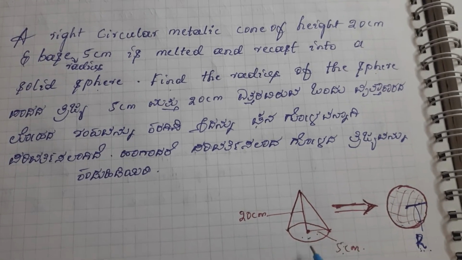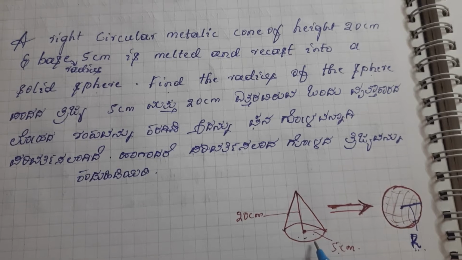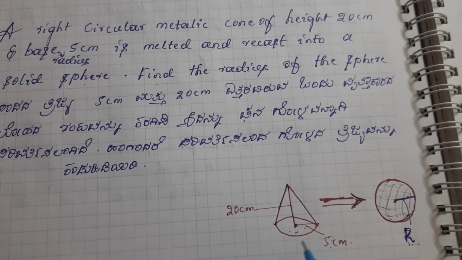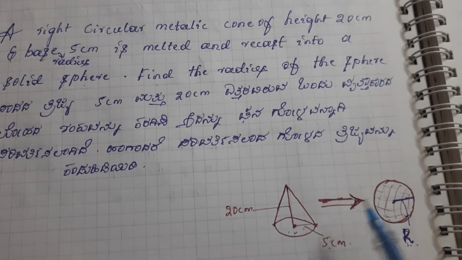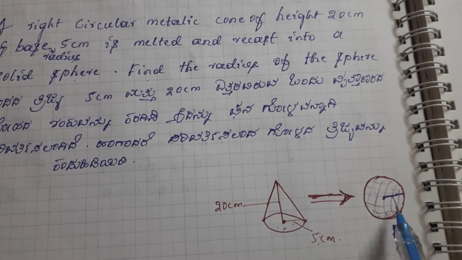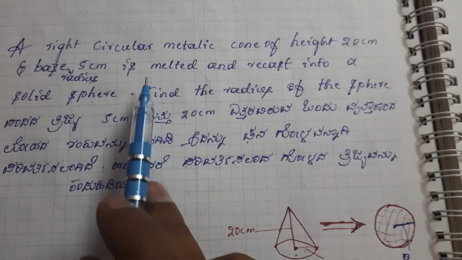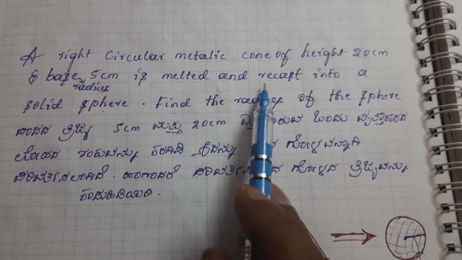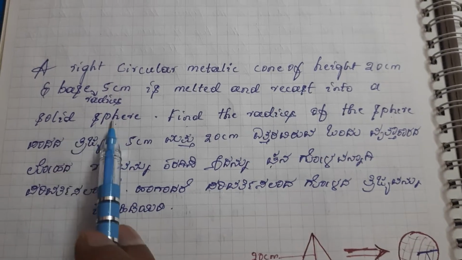Whatever the amount of the volume of the cone is melted and reformed into a sphere. Reformed into a sphere, that is, in this question it is melted and recast into a solid sphere.